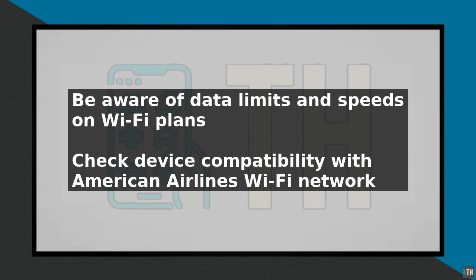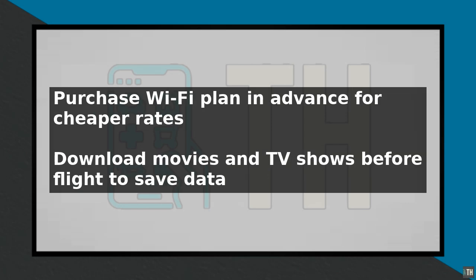Some key things to keep in mind when using American Airlines Wi-Fi include being aware of data limits and speeds, as they can vary depending on the plan you choose and the number of passengers using the Wi-Fi network. Additionally, some devices may not be compatible with the American Airlines Wi-Fi network, so it is a good idea to check with the airline before your flight to ensure your device will work.